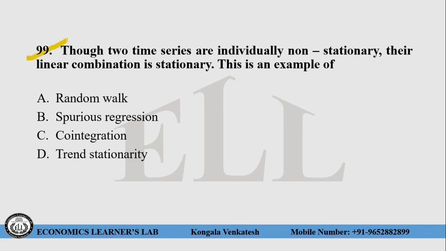Question number 99. Though two time series are individually non-stationary, their linear combination is stationary. This is an example of: choice A, random walk. Choice B, spurious regression. Choice C, co-integration. Choice D, trend stationarity. So here the right answer for this question is choice number C, that is co-integration.